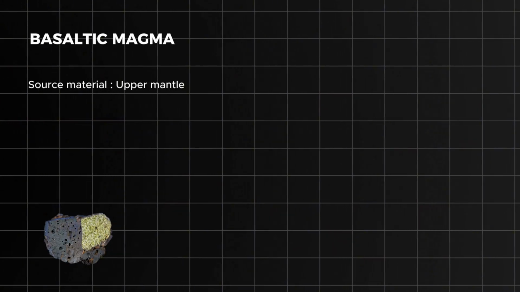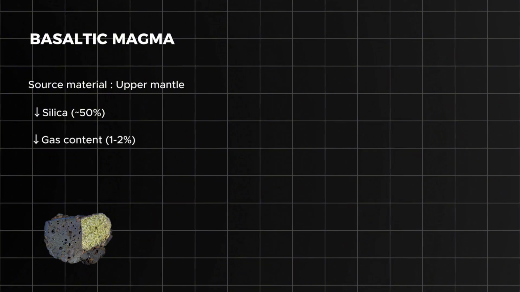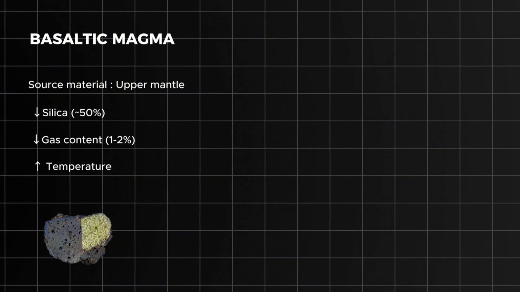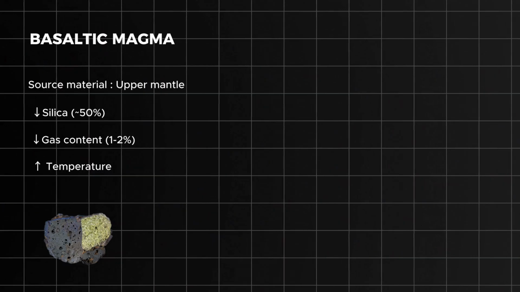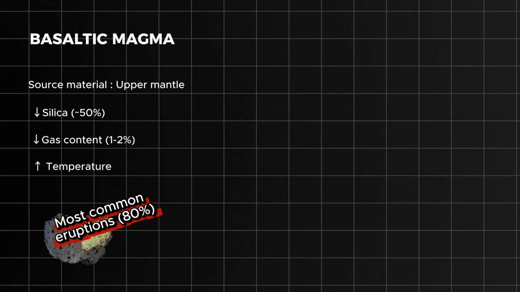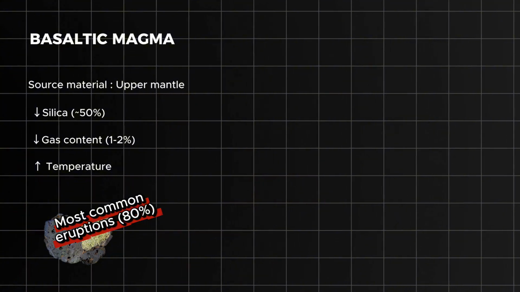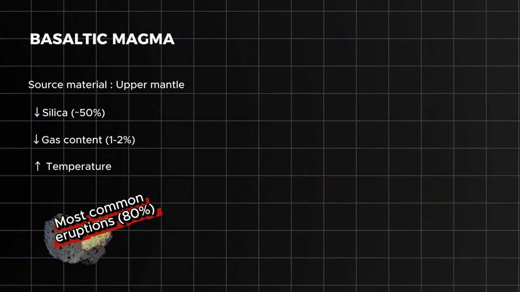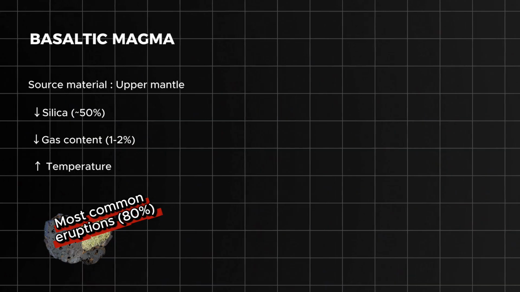Basaltic magma forms from partially melted mantle rocks called peridotites, composed of olivine, pyroxene, and plagioclase. Basaltic magma has low silica, low volatile content, and high temperatures between 1000 and 1200 degrees Celsius, making it very fluid. Basaltic eruptions are the most common in the world, forming thin, extensive lava flows. Examples include Iceland, Hawaii's Kilauea and Mauna Loa, the Paraná magmatic province in Brazil, and the Deccan Traps in India.